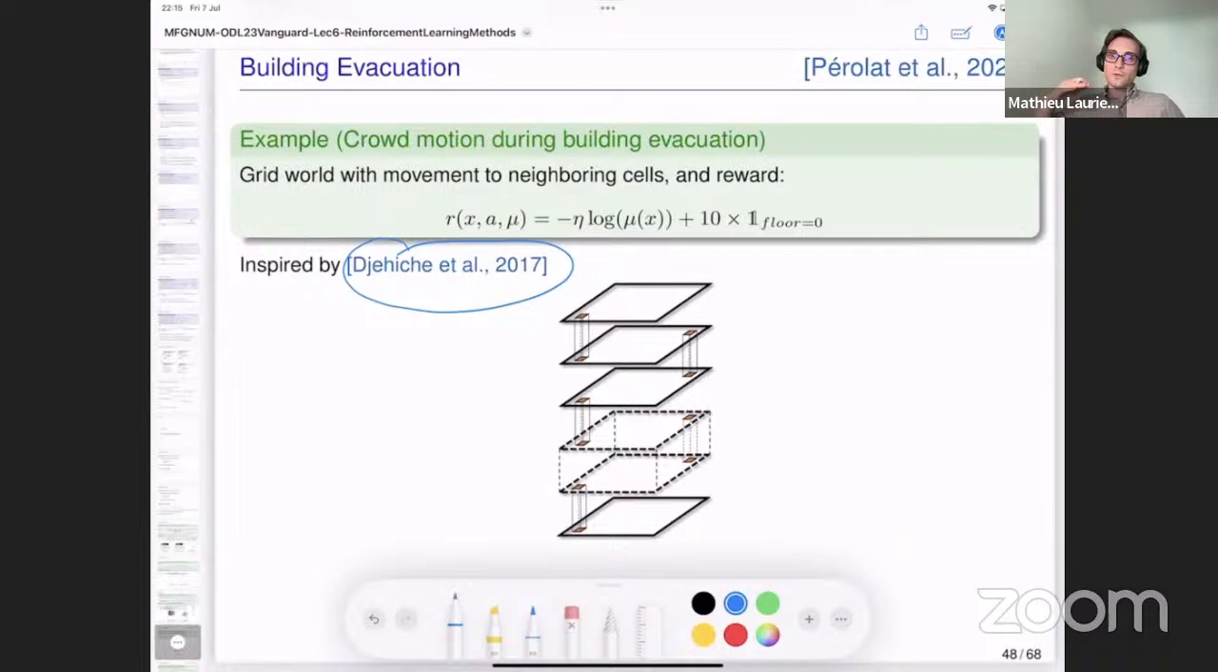You have several floors, you have people at different floors, and they pay a cost or they get a negative reward when they are at a high floor. So you get a high reward if you are at floor 0, and otherwise you don't get this reward. And also you pay a cost if you are in a crowded region. So you want to avoid the crowd.